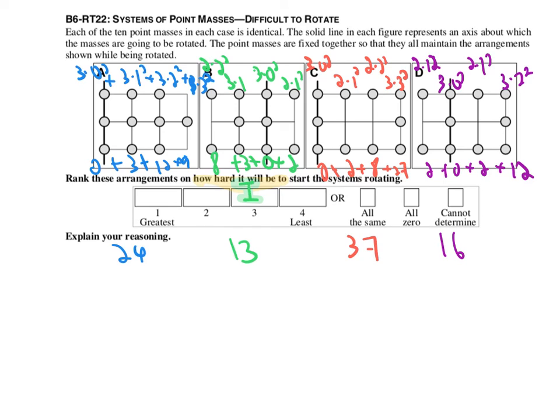So we end up with clearly C is the most, A is the next, D is next, and B is barely but is the least.